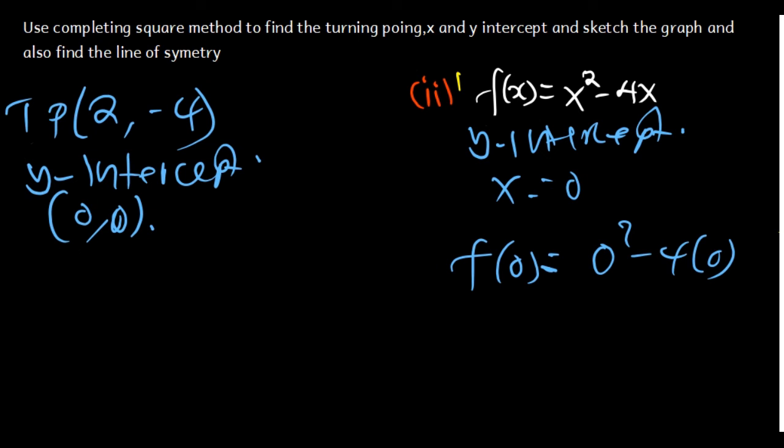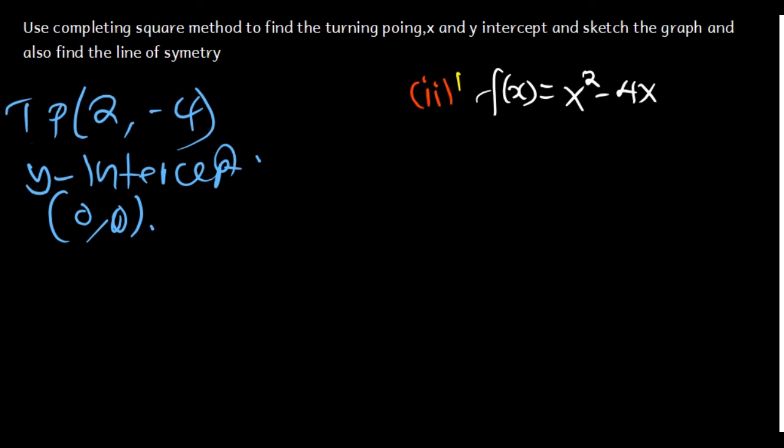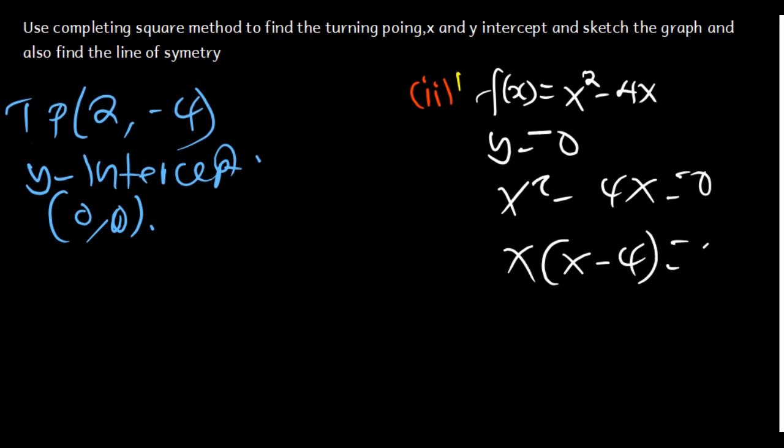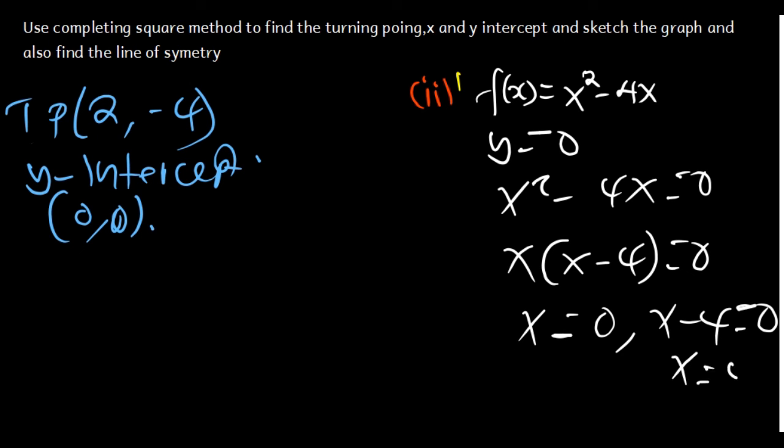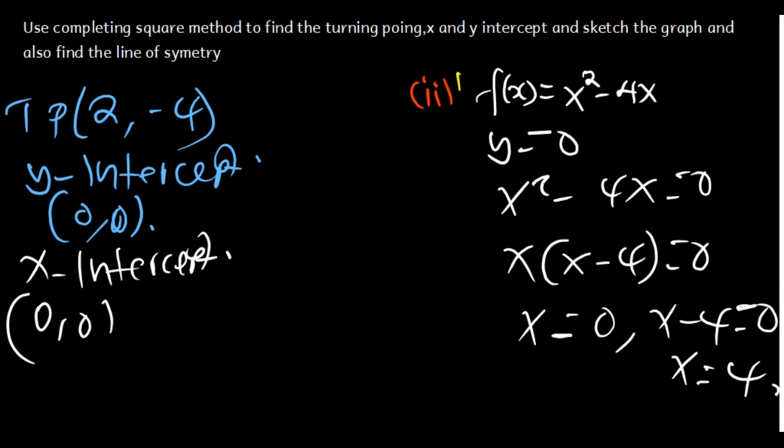Now to find the x intercept, set y equal to 0. Okay, that will be our y has to be equal to 0. This is our x intercept. So it's going to be x squared minus 4x is equal to 0. I can factor out x: x times (x minus 4) is equal to 0. So x will be equal to 0. At the same time, x minus 4 will be equal to 0, so x is going to be equal to 4. So we have two x intercepts, which are going to be 0 comma 0. We are going to have also 4 comma 0.